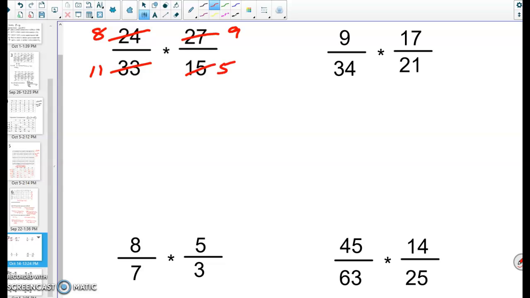And then I'm looking diagonal. There's nothing to reduce diagonally here. So 8 times 9 is 72. 11 times 5 is 55, and that's my answer. 72 over 55.